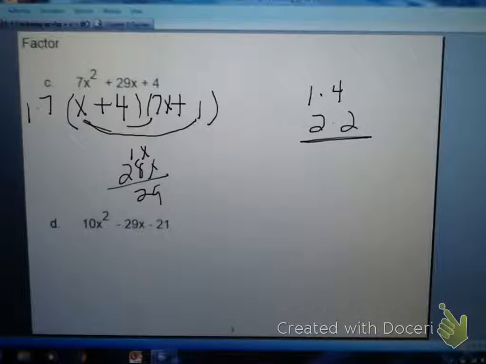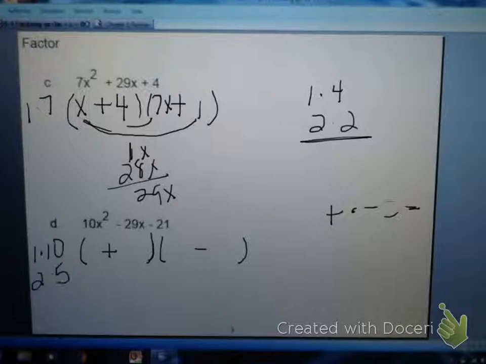You need to have a good eraser, or definitely have scratch paper. You can do your checking on scratch paper if you'd like. Okay, example D. My last sign is negative. So what gives you a negative answer? A positive times a negative gives you a negative answer. So in other words, the signs in my binomials are going to be different. One's positive, one's negative. Now I need to list the factors of 10. 1 times 10 or 2 times 5.